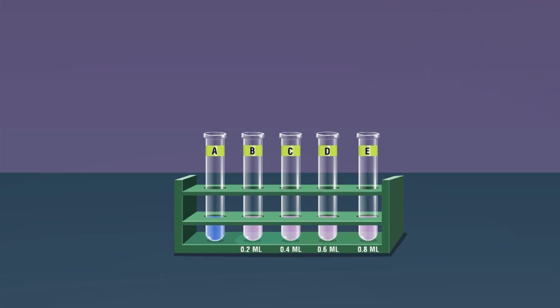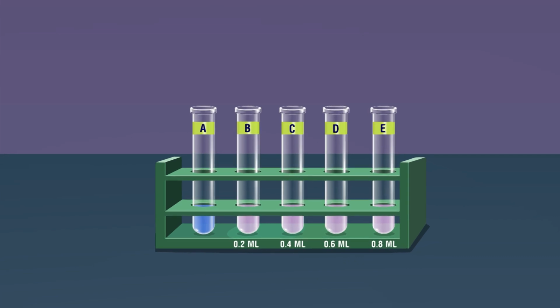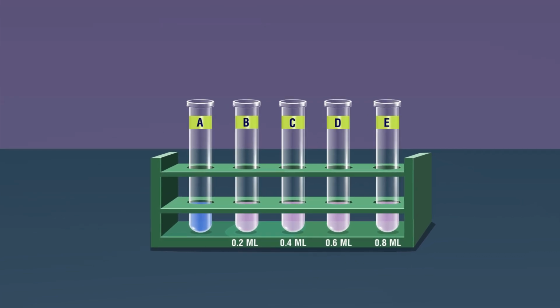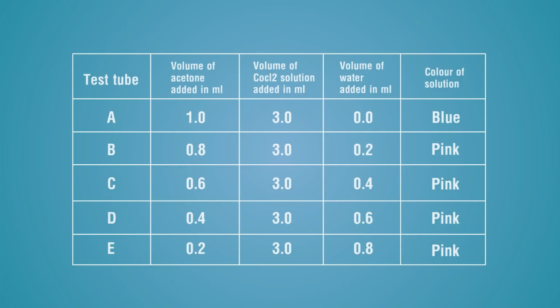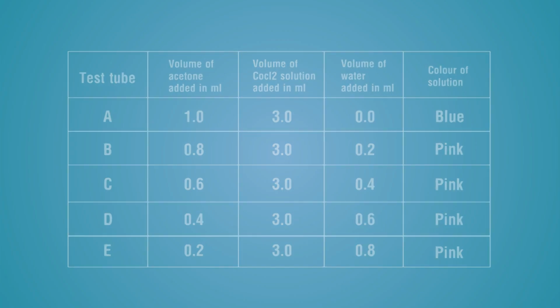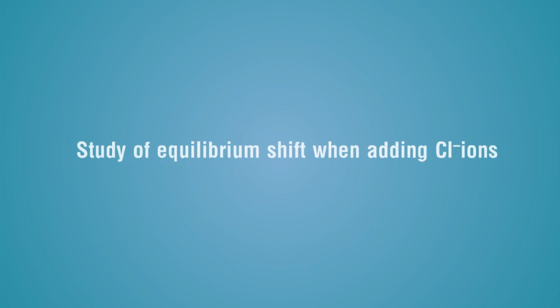Now compare the intensity of the colors in the test tubes B, C, D and E with the blue color in test tube A, taken as the reference test tube. Record the observation in tabular form. Study of equilibrium shift when adding Cl- ions.